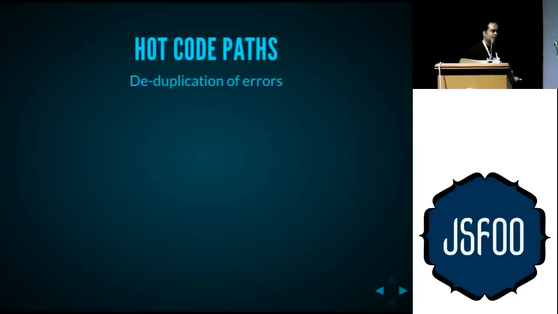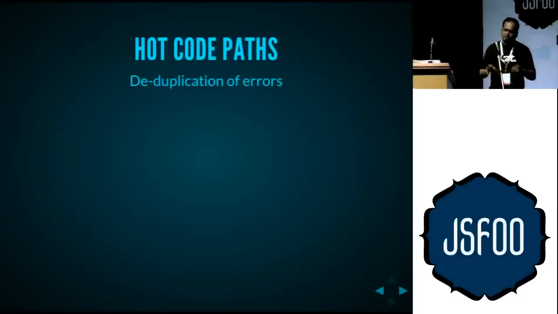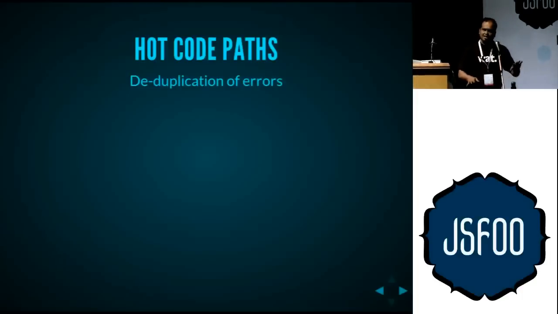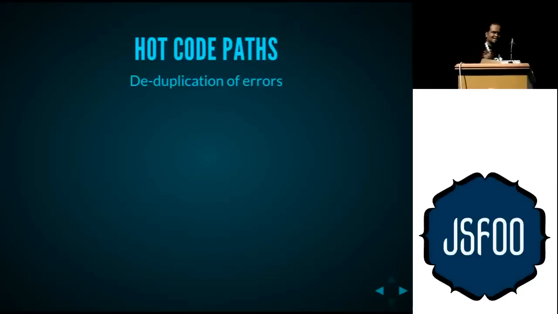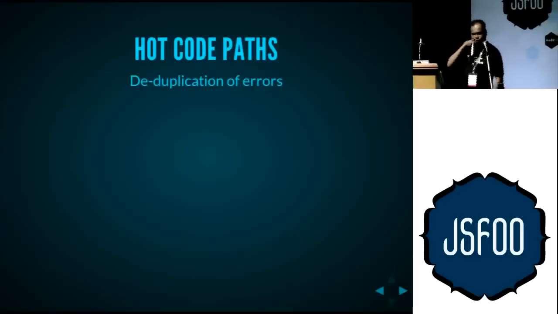I used to have hot code paths for deduplication of errors. When an error comes into Errorception, it's compared against several other errors that are already recorded, and if there is any duplicate, they're marked as duplicates of each other. As is obvious, this requires some sort of iteration. It requires going over errors that are already recorded, figuring out if there are duplicates, and then marking them. That was happening for every error that was getting posted. And if you're doing this 10 times a second in your Node app, then you're screwed.